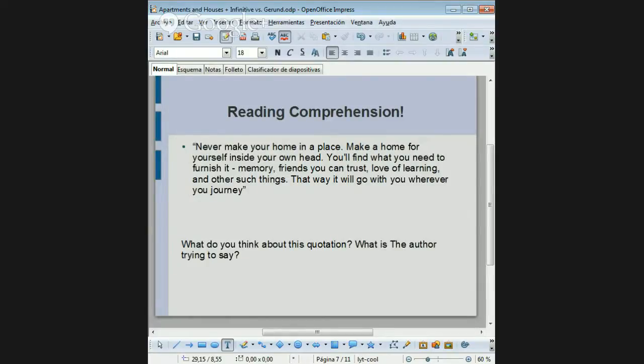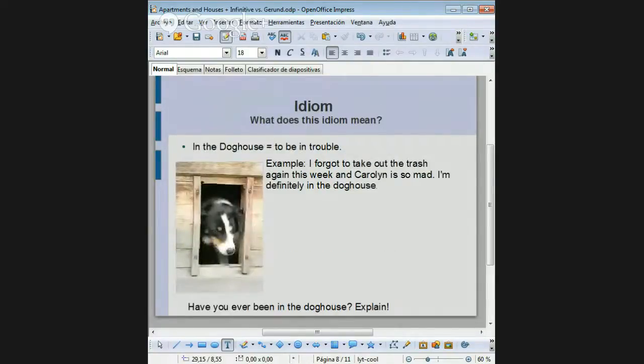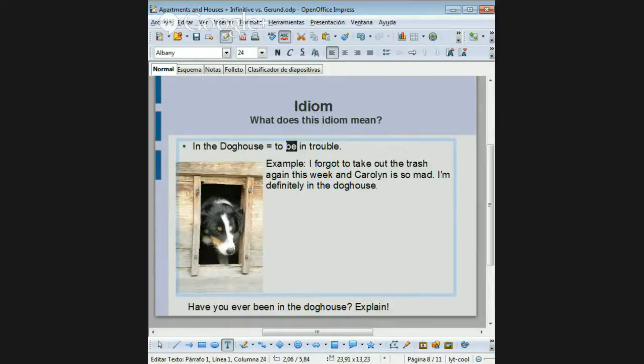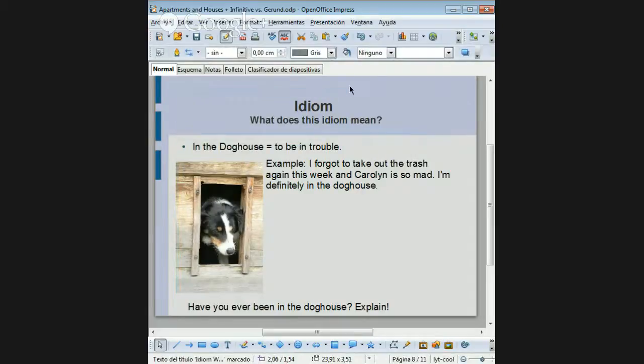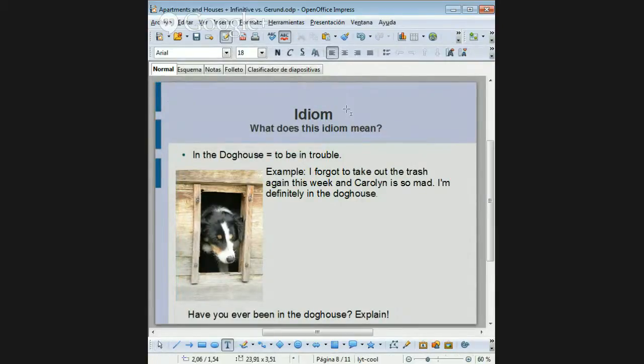Actually, that one's a little bit tough. Let's try this one. David, can you read the title and the idiom? What does this idiom mean? Good. In the doghouse, to be in trouble. Perfect. Really nice job.